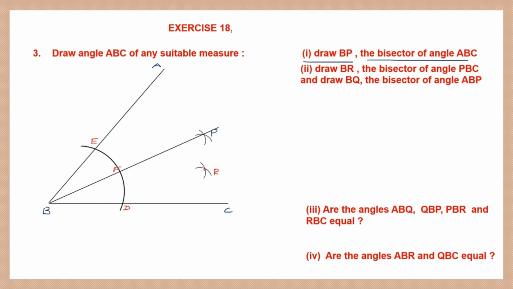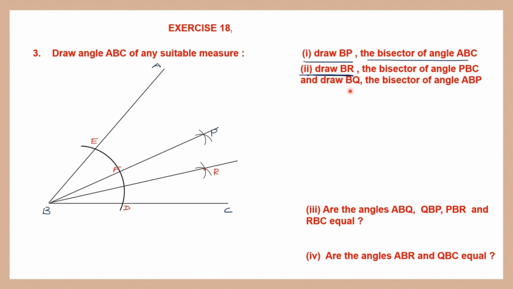And let's follow the question. Draw BR. So from B to R, we're going to draw a line. So we have a line drawn. Now this BR is the bisector of the angle PBC. So that is what we've done. We drew BR, the bisector of angle PBC.